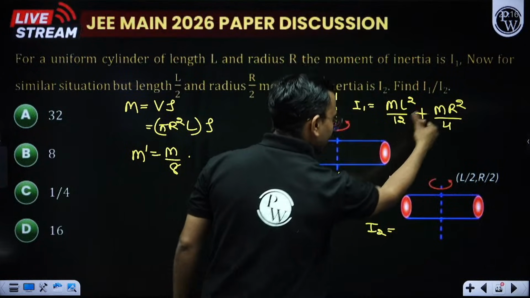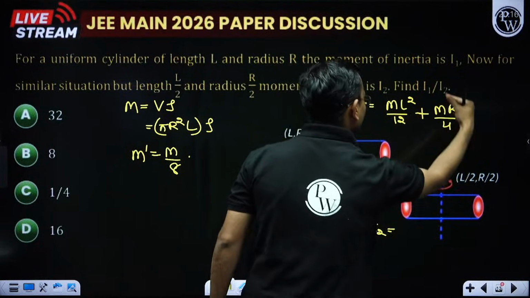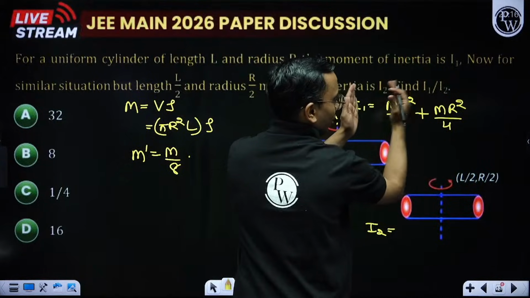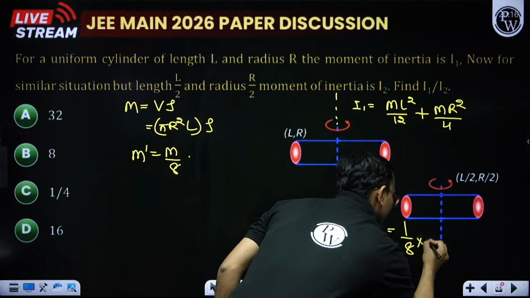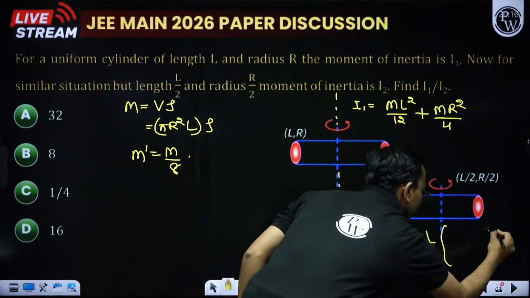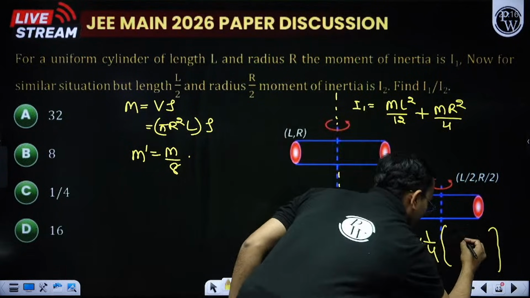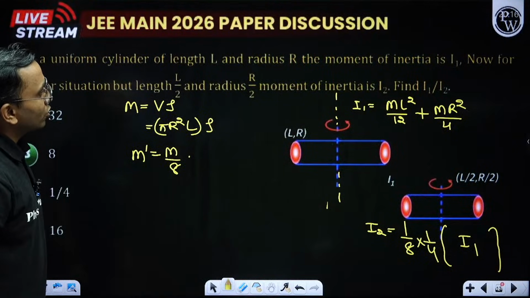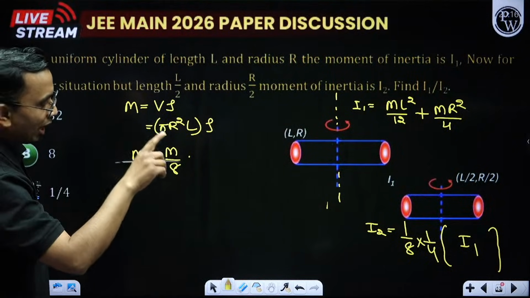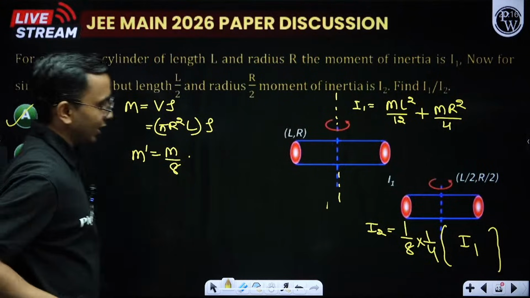So 1 by 4 factor will come here, 1 by 4 factor will come here. So how 1 by 8 into 1 by 4 into this whole term as it is I1. So this becomes 1 by 32. So the ratio of I1 by I2 will be 32. That is option A.